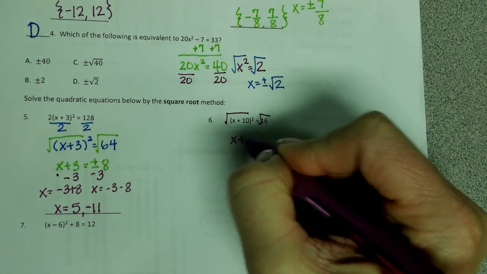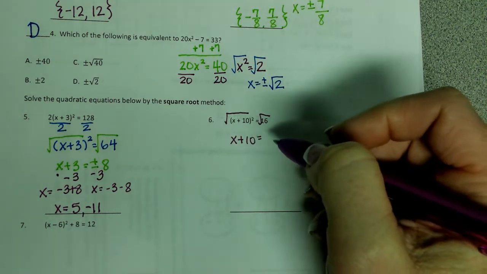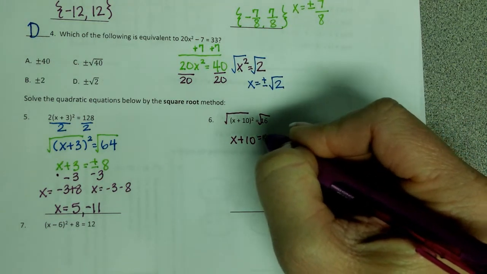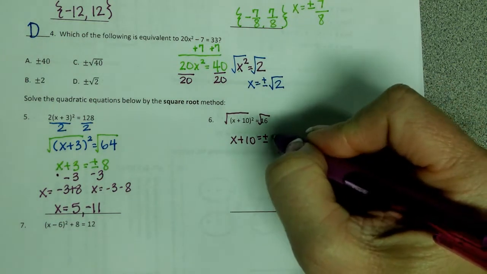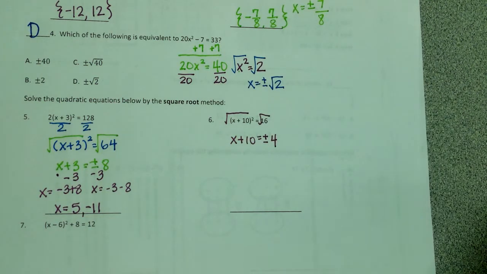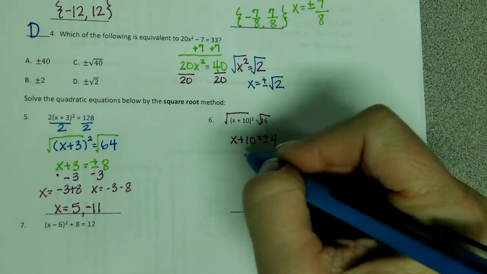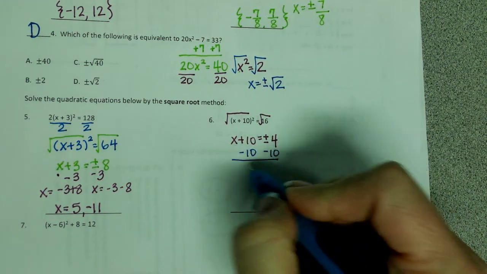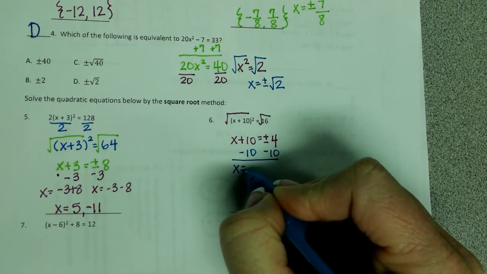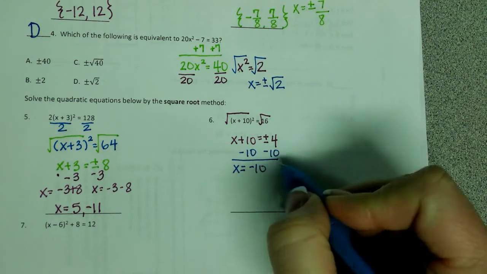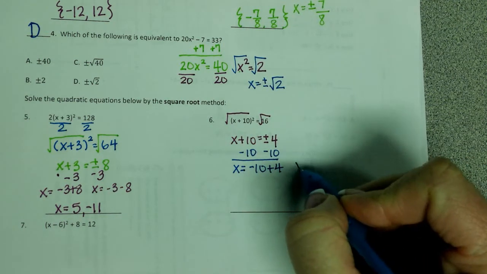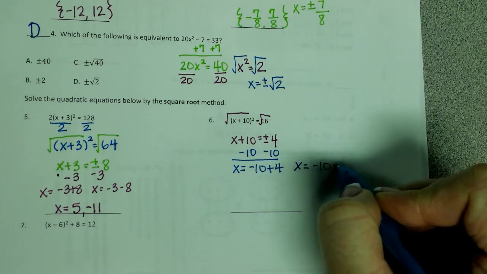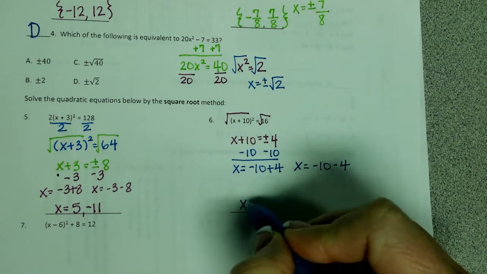So we have x plus 10 equals plus or minus what? What's the square root of 16? 4. Okay, is x by itself? No. So what do I need to do to get it by itself? Subtract 10. I'm going to subtract 10 from both sides. So I have x equals negative 10 plus 4, and then x equals negative 10 minus 4. So my two solutions are what?